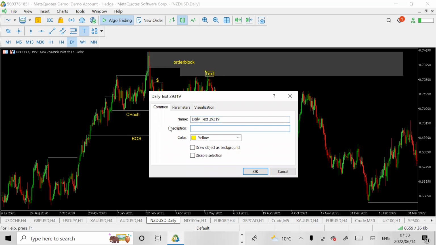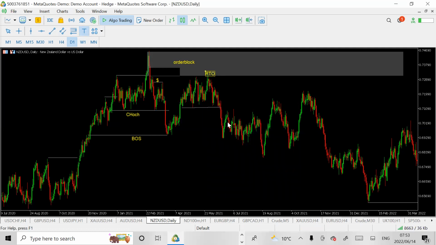It's the only RTO which we see where price tapped that order block. These ones they didn't tap, they were just liquidity pools. They didn't tap the order block. This was the only RTO.